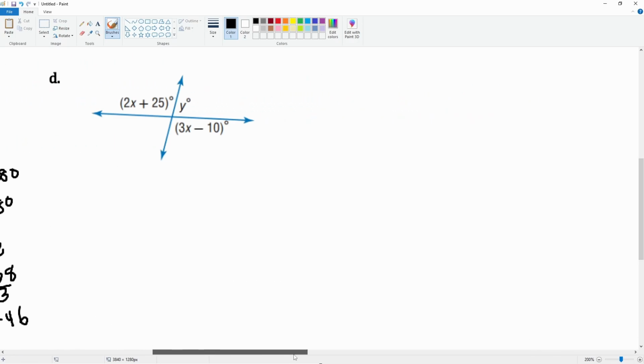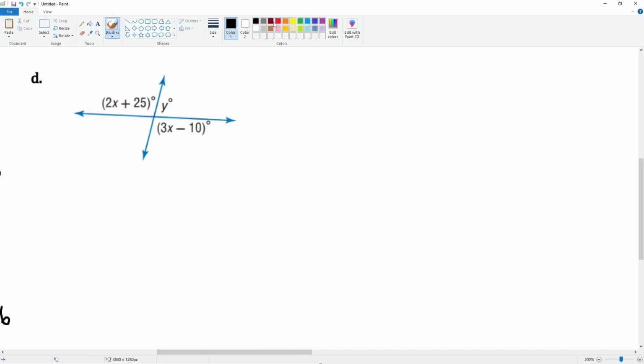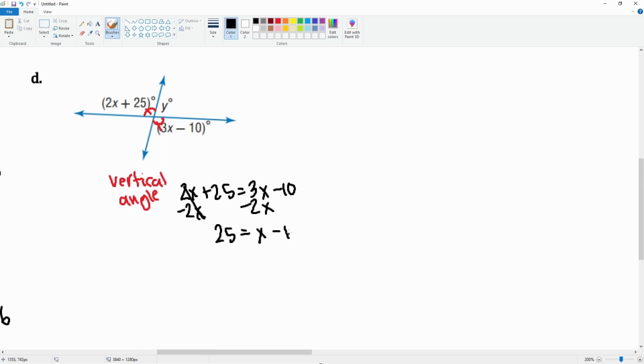Let's look at question D here. Same thing here. Let's set these two equal to each other first, because again, these are vertical angles. They are reflections of each other. So 2x plus 25 is equal to 3x minus 10. Let's solve for the x value. I'm going to subtract 2x from both sides. The left side cancels. 25 is equal to x minus 10. Add 10 to both sides. The negative 10 and the positive 10 cancel, leaving 35 equal to x.